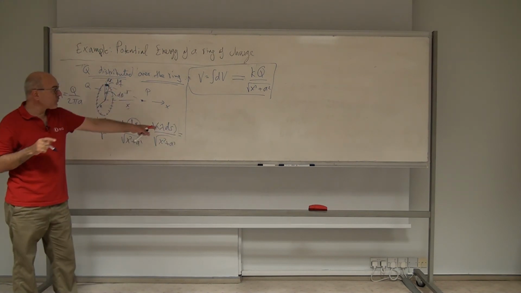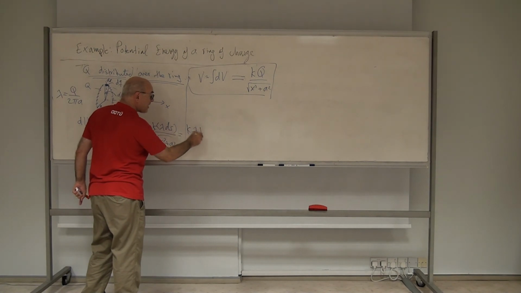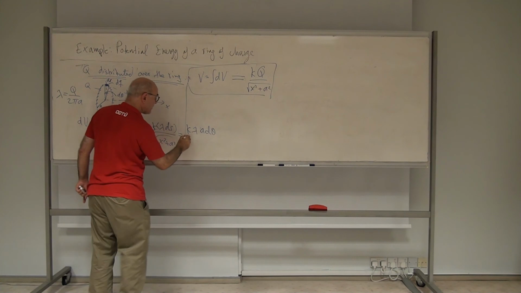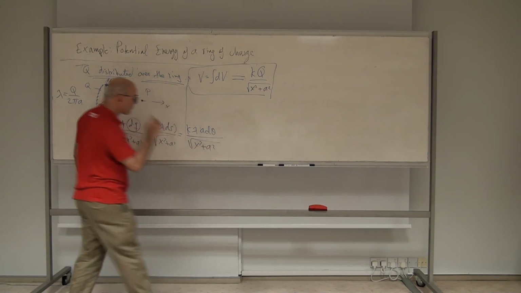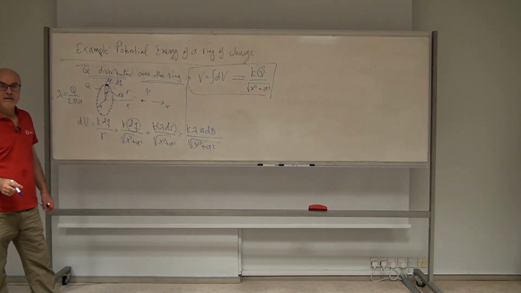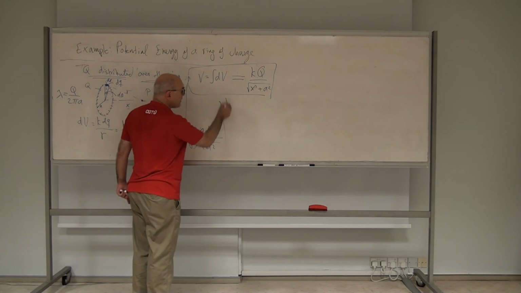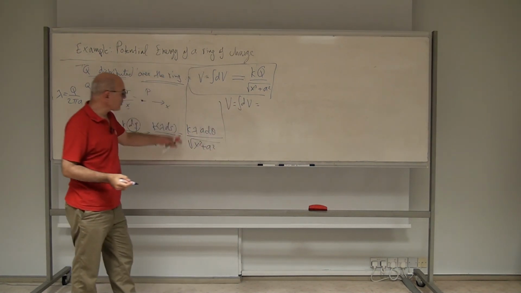So that's our dq. And I can substitute for ds with what? I can substitute for ds, sorry, not r in this case, it's a d theta divided by the square root of x squared plus a squared. So this is my dv. Now, V, the integral over dv in this case, is just integration over this.